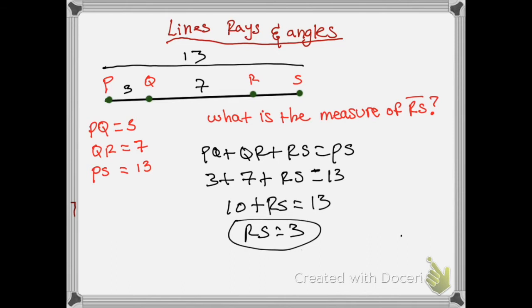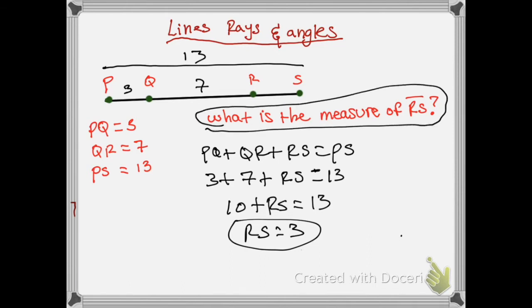Notice that in the question I asked you, what is the measure of RS, okay? Segment RS. Notice here in the notation that if I'm talking about a segment, I put a line over it, okay? When I'm talking about the measure of a segment, I do not put a line over it. So if I'm referring to the segment and not to the measure, I put a line. And if I'm talking about the measure of the segment, I do not put a line and I put an equal sign.